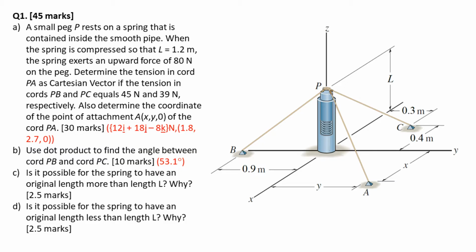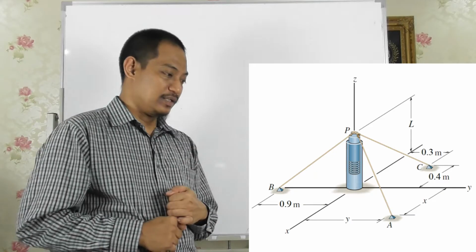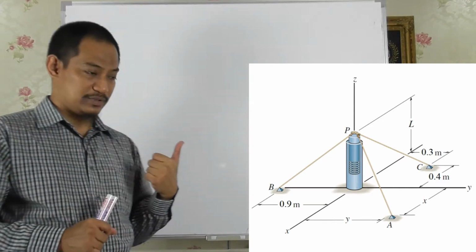All right, so part B, okay, we'll go through all the questions first. Part B, use the dot product to find the angle between cord PB and cord PC. So the question already specifies you have to use the dot product to find the angle. Part C, is it possible for the spring to have an original length more than length L? And part D, is it possible for the spring to have an original length less than length L? So parts C and D are basically related questions, so that is an understanding question. The diagram is on the side.